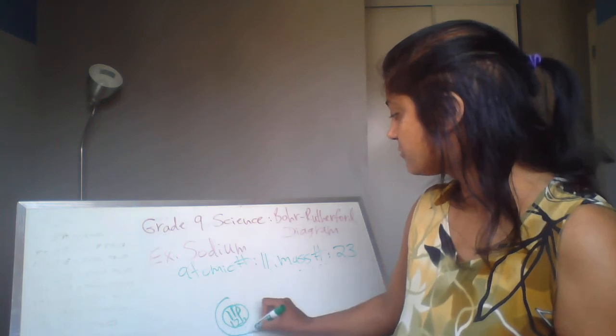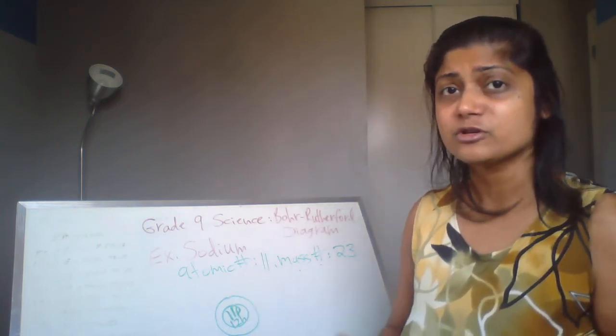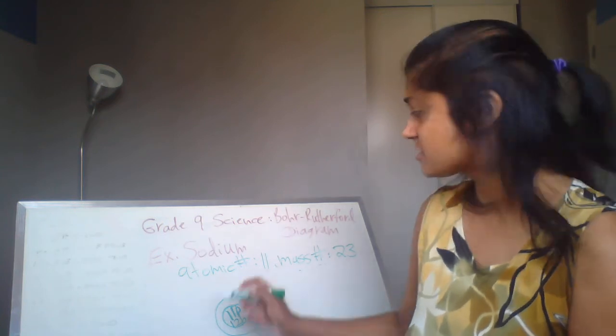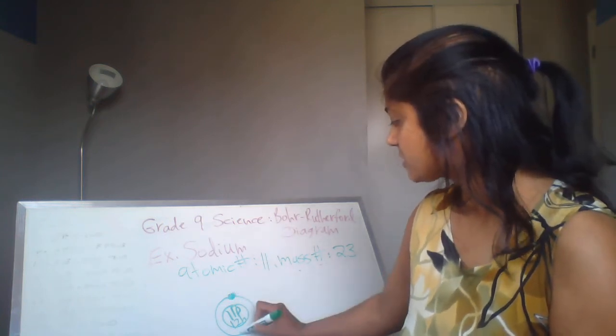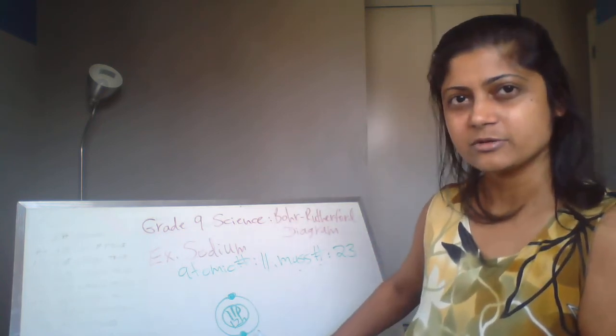So I'm going to go to the first shell here. Remember from the rules, the first shell can only hold 2 electrons, so I'm going to draw 2 electrons on it. And what do you notice about my diagram so far?